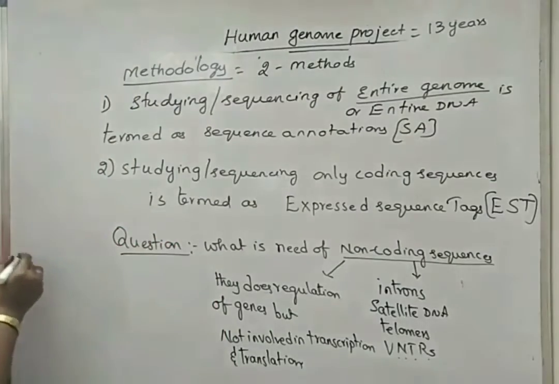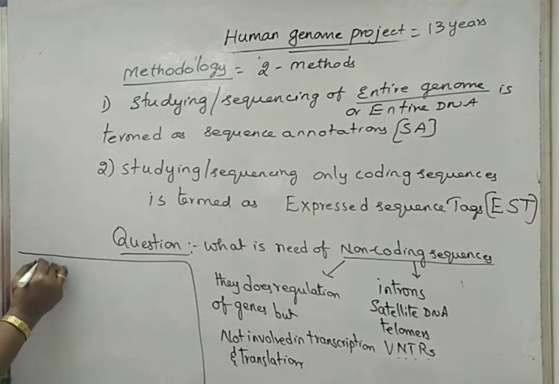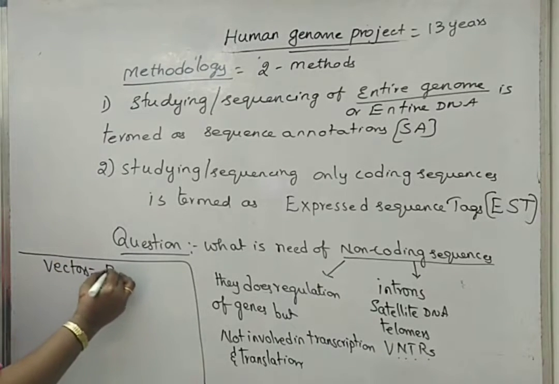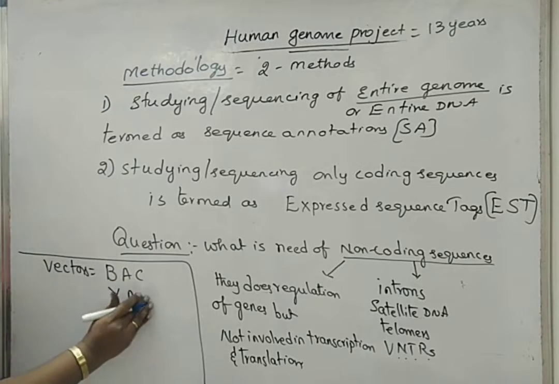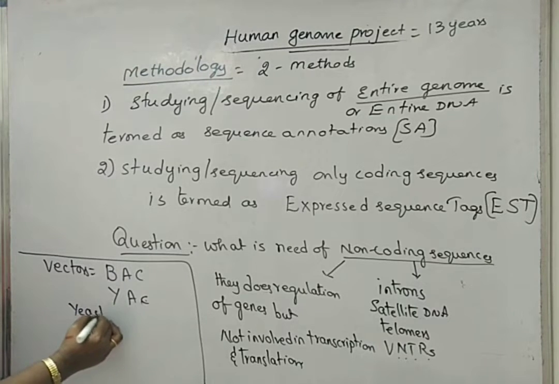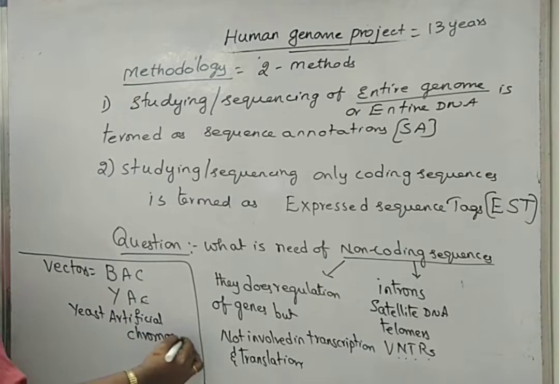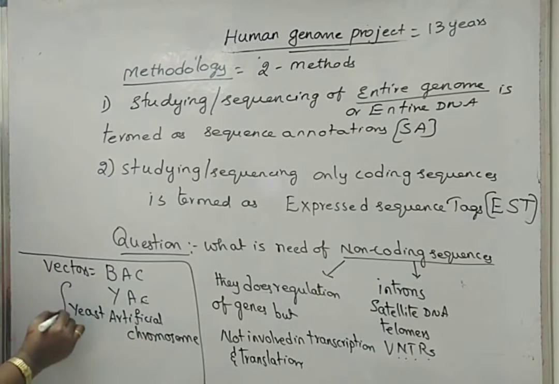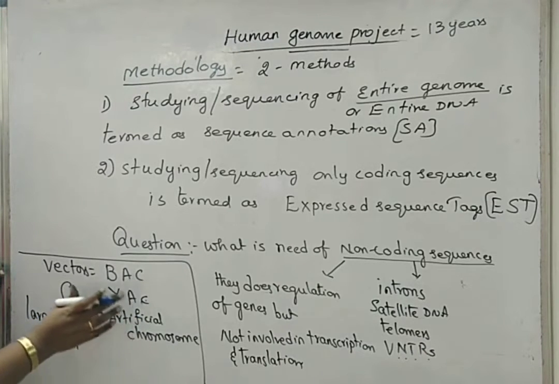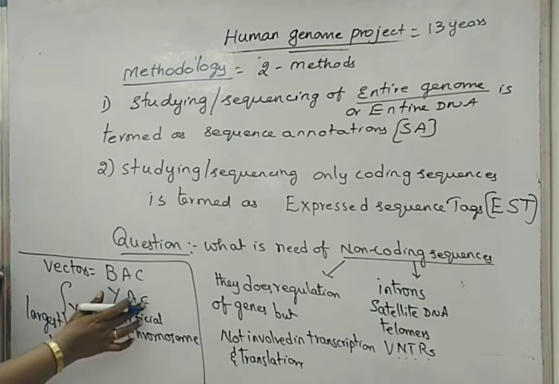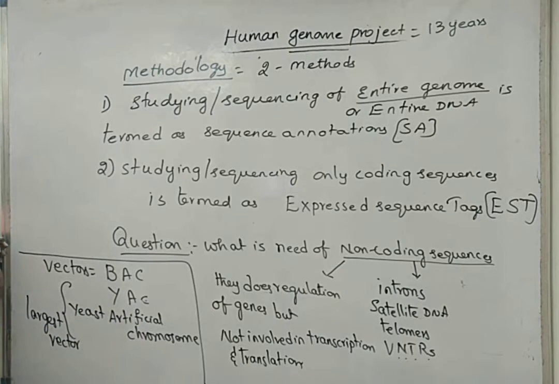Mostly two types of vectors are involved in the human genome project: bacterial artificial chromosome and yeast artificial chromosome. This is yeast artificial chromosome. Among these two, the yeast artificial chromosome is considered the largest, or biggest, type of vector used in the human genome project.